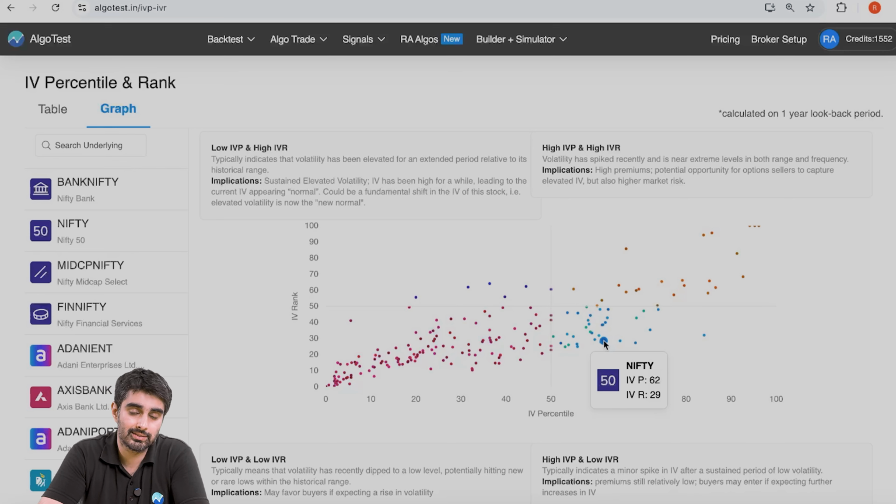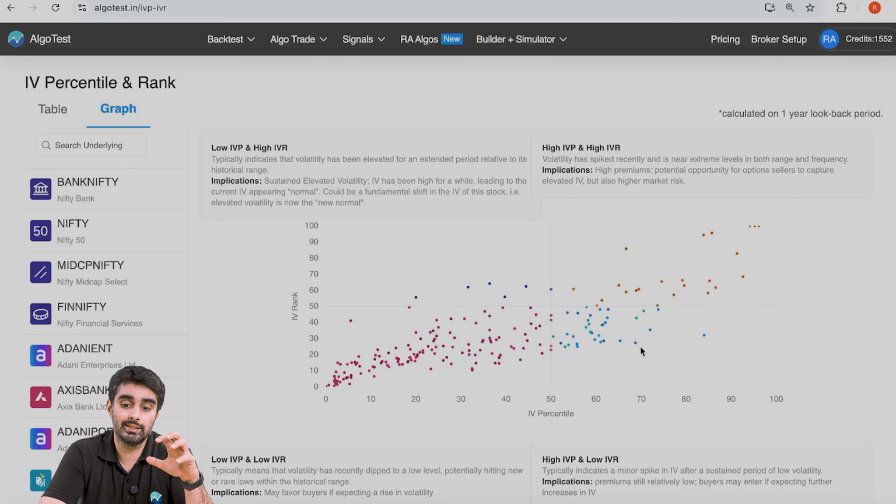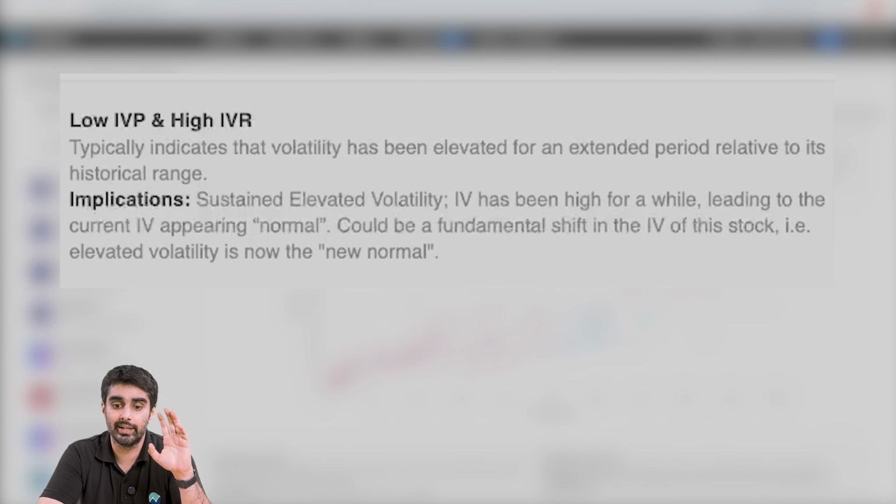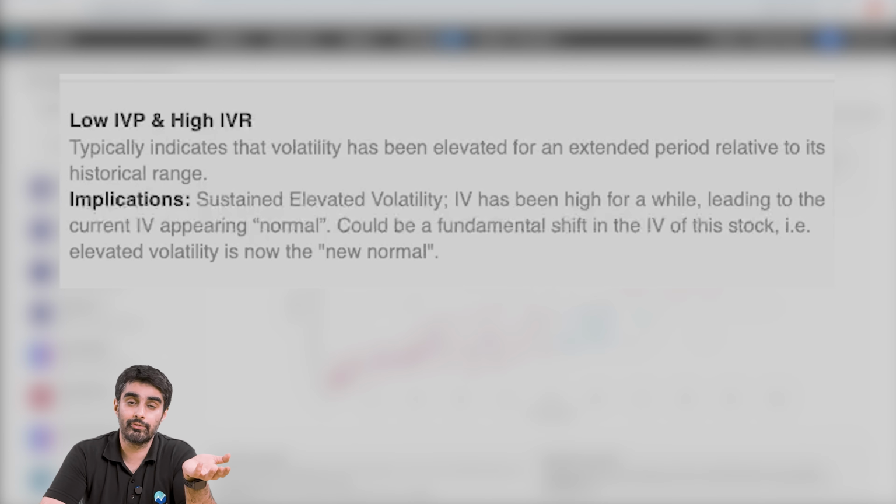So again, this is not necessarily giving you any trade to take, but it's essentially just telling you a story. It's giving you a context as to what implied volatility in these names has done, right? Similarly, in this quadrant on the top left, there's also a weird quadrant which shows a low IVP but a high IVR, right? So this indicates that volatility has been elevated for an extended period relative to its historical range.